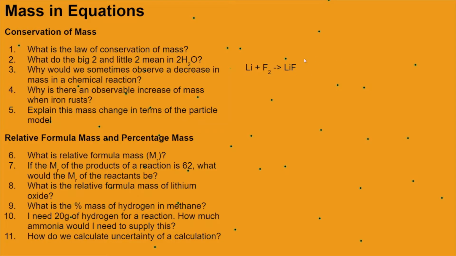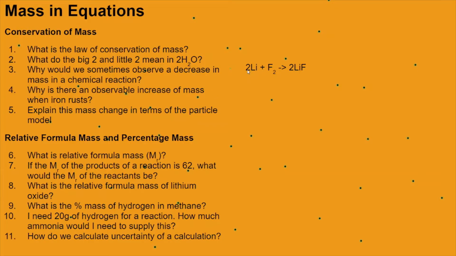So here we have a simple equation showing lithium and fluorine bonding together to form the simple ionic compound lithium fluoride. As we can see, this doesn't really follow the conservation of mass, does it? Because on this side we have 1 lithium, 2 fluorines. This side we only have 1 fluorine. So this means that we need 2 lithiums because the fluorines come in pairs because they're diatomic covalently bonded, as we covered in the previous videos.